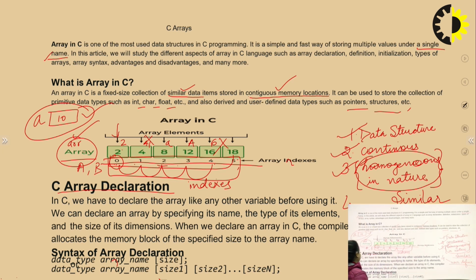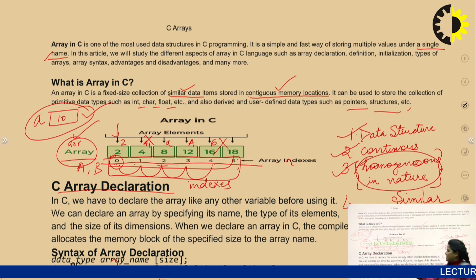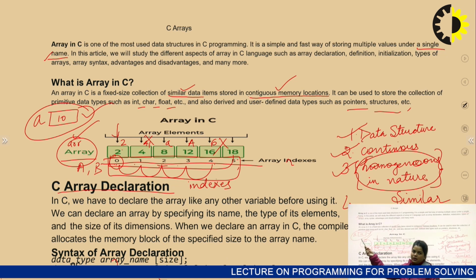Okay, now see, we have to declare the array like any other variable before using it. Just as, if you want to store any element in a variable, you need to define that variable first, similar is the case here. You have to declare the array like any other variable before using it. We can declare an array by specifying its name. You know that you have to specify a variable before assigning any element to it.